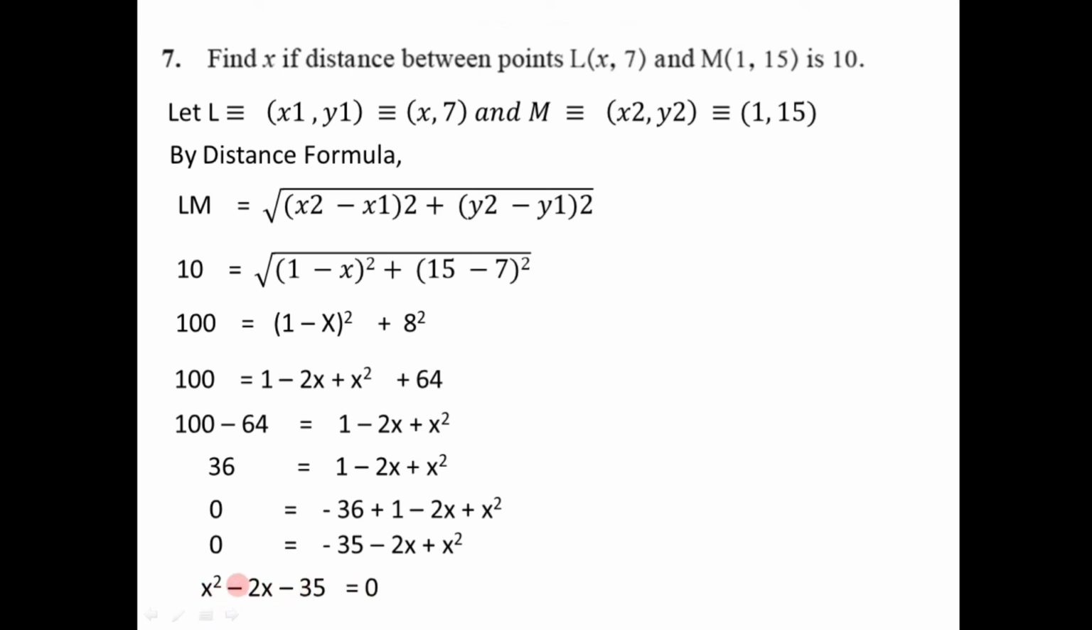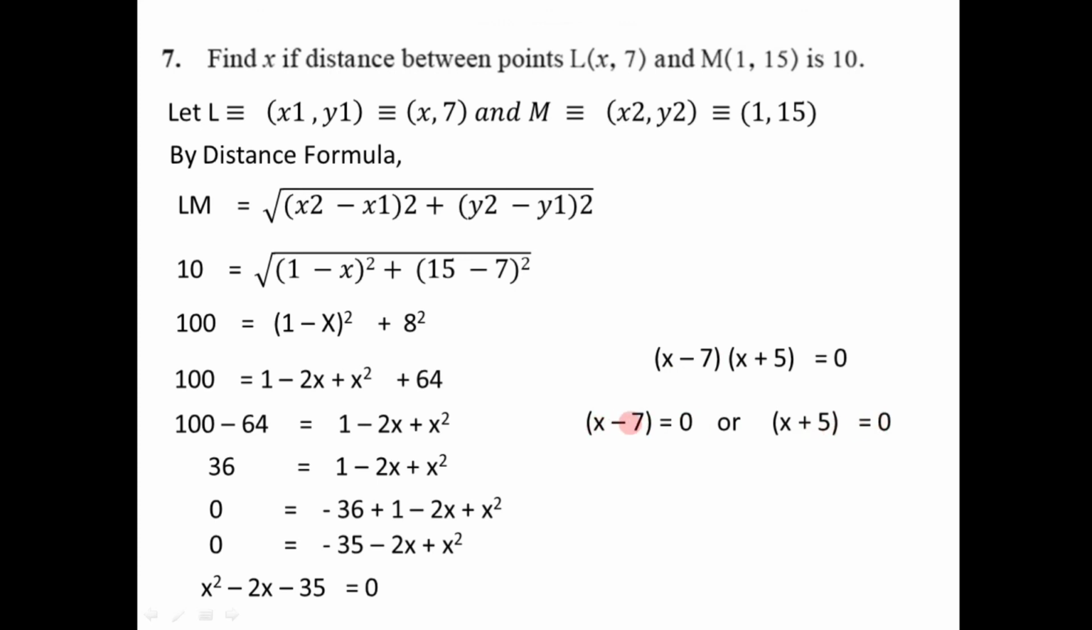If we factorize this one, we get (x minus 7) into (x plus 5) is equal to 0, as the factors of minus 35 are minus 7 and plus 5. So the product of these two brackets is equal to 0. That means any one of them must be 0. So either x minus 7 is equal to 0 or x plus 5 is equal to 0.